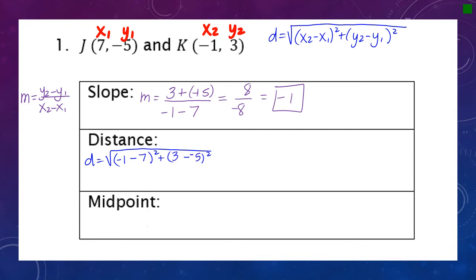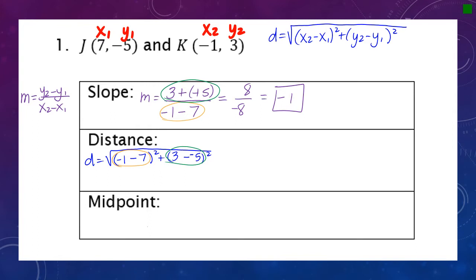One thing you'll notice is that this part right here is the exact same thing as this part, and then this part here, the numerator, is the exact same thing as the second set of parentheses in the distance formula, and that will always happen. So if you've already done slope, you can either check your work or maybe save yourself a little bit of thinking if you copy it down.